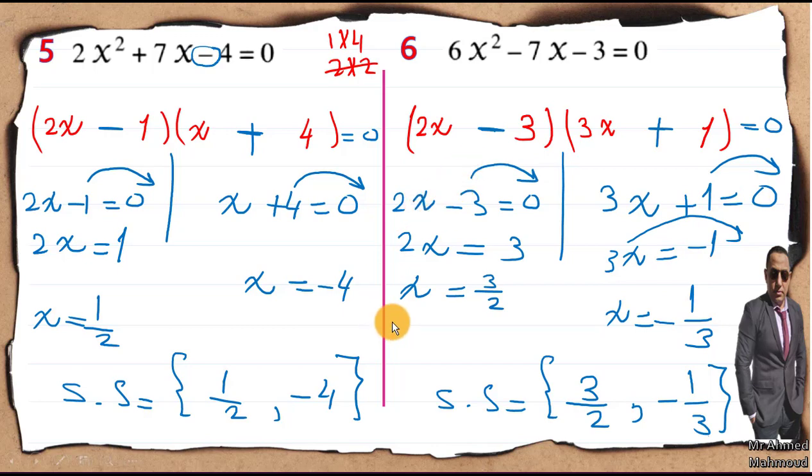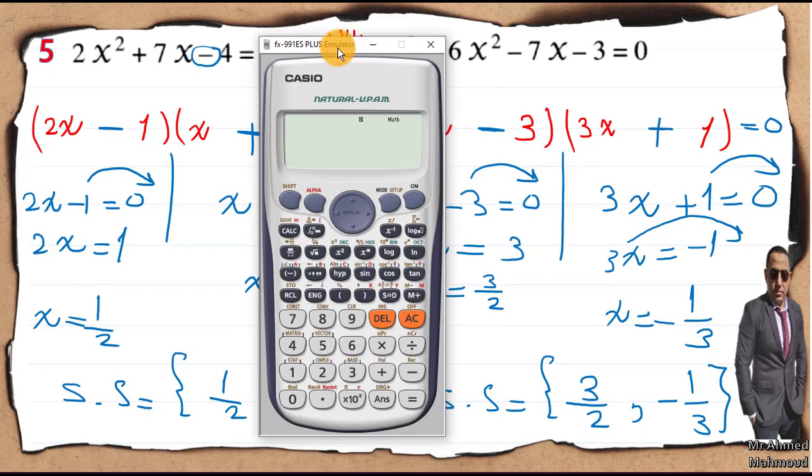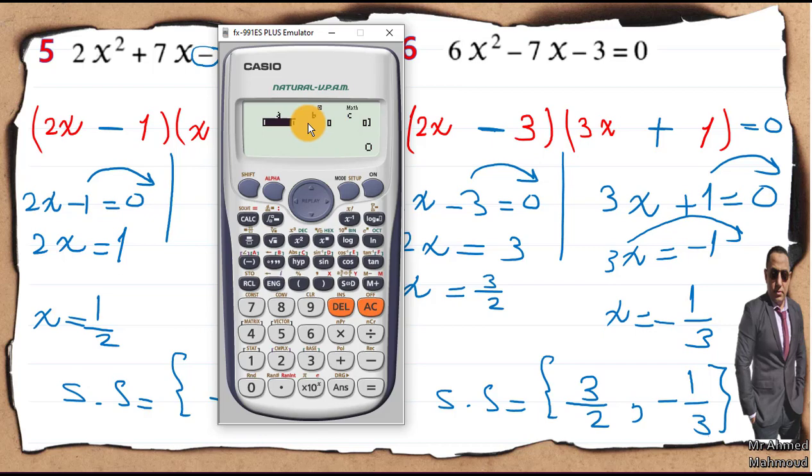Okay, if I have a calculator like this, I'm going to press mode 5 3. Again, mode equation 3, mode 5 3. Here you will have A, B and C. What is A, what is B, what's C? This is A, this is B, this is C.